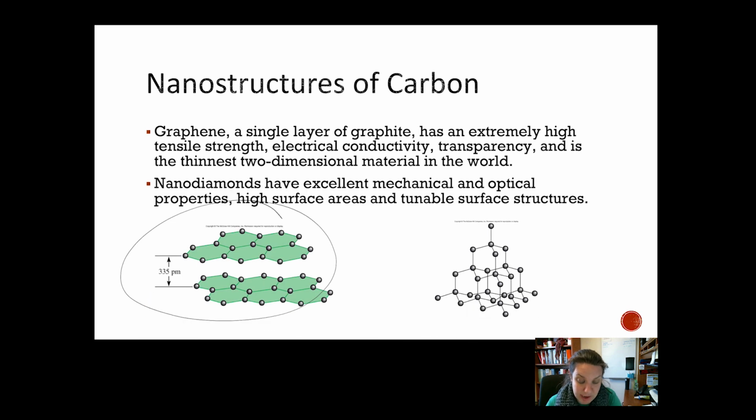The last thing we want to look at is nanodiamond. It has the same structure as regular diamond, but it is on the nanoscale, so like 20 atoms as opposed to millions of atoms. It has excellent optical properties, mechanical properties, and very high surface areas. So we can attune the surface structures here. Those are just some of the interesting nanostructures of carbon.